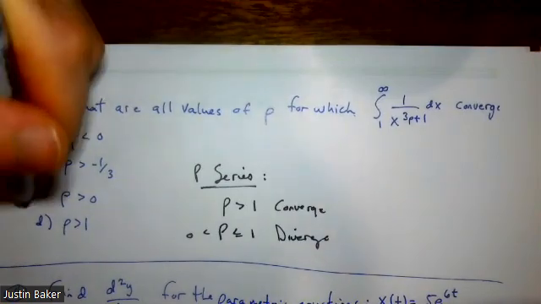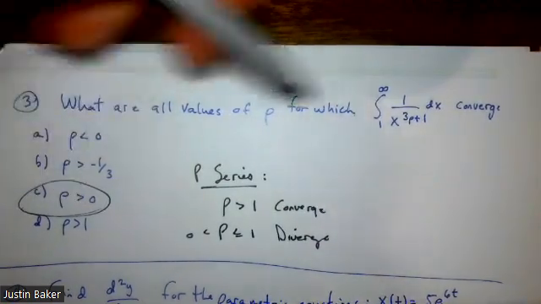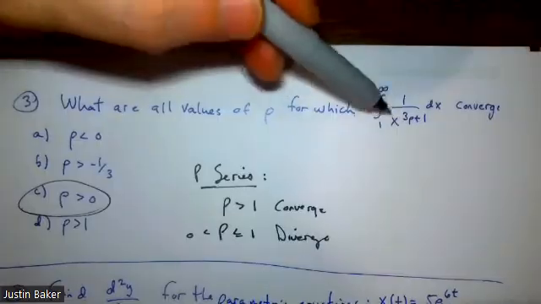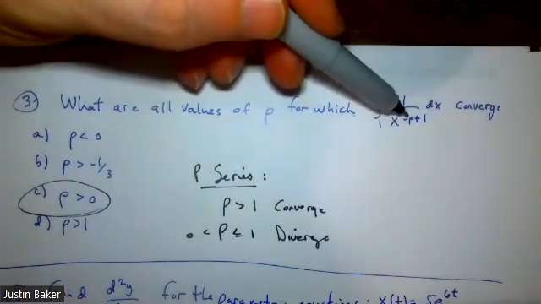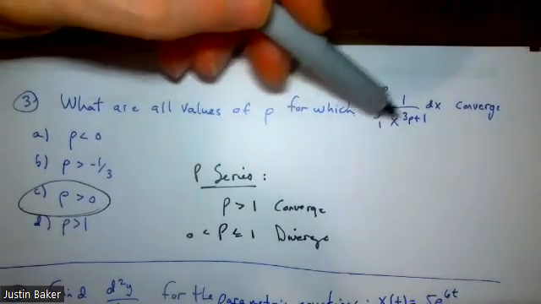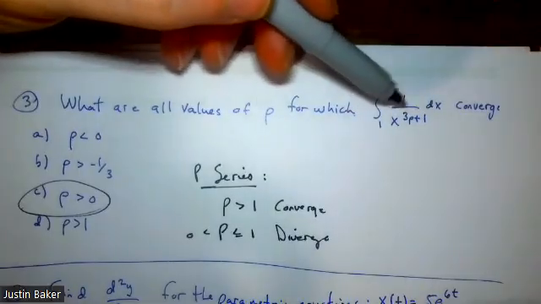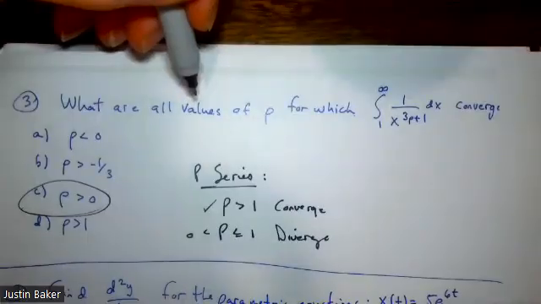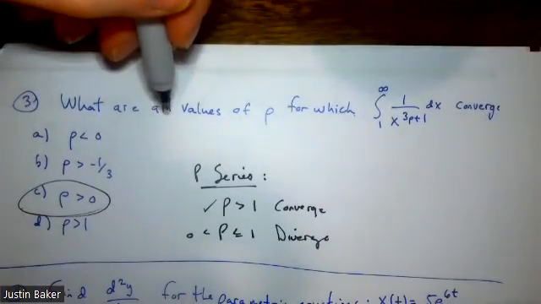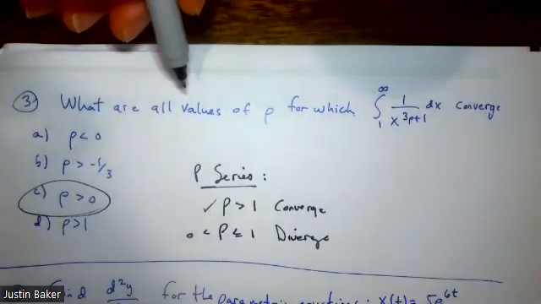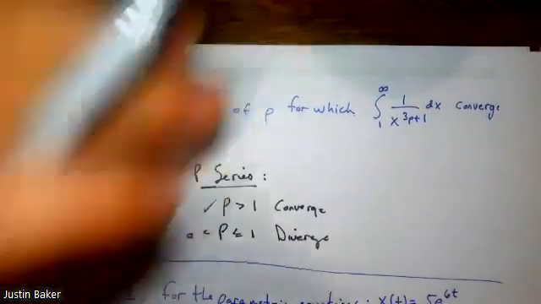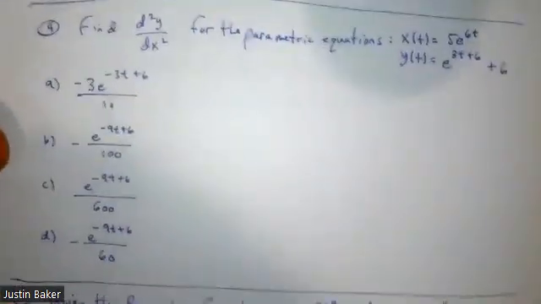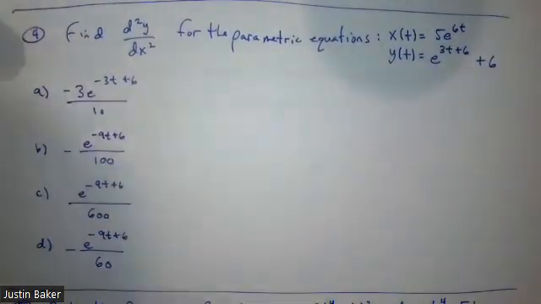So if you let P be greater than 0, that would guarantee, because if P is 0, that doesn't quite work out. But if P is greater than 0, then that's going to guarantee that you've checked that category there for convergence within a P series. Okay. Any questions on that one? Okay. Number 4. Find the second derivative for the parametric equations listed to the right.